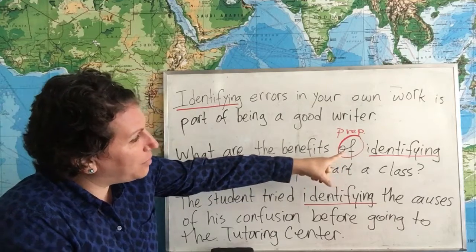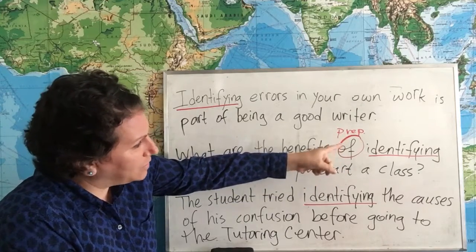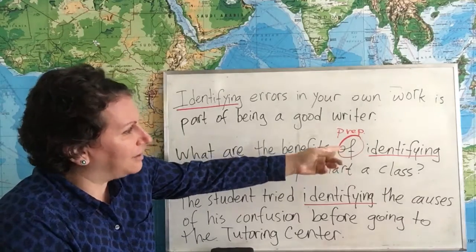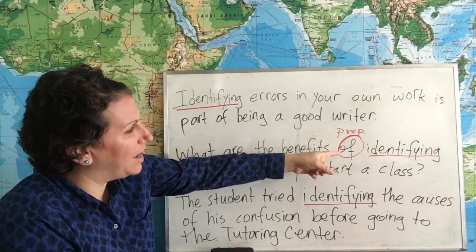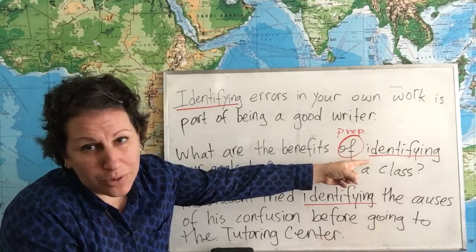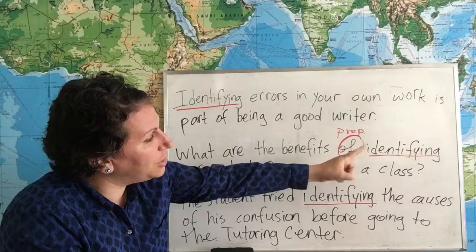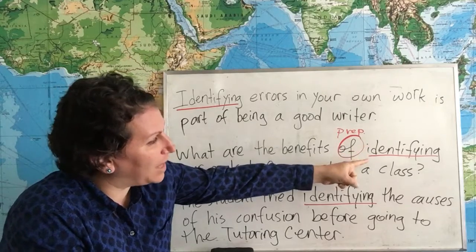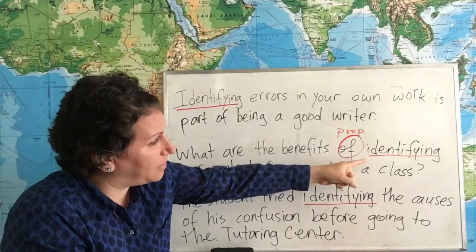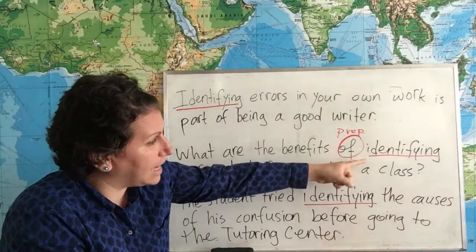Well, we can identify a preposition. It's one of those little words, of, in, for, on, by. You should memorize, you should know what a preposition is. What's going to come after it? It could be a noun, but if you're going to use a verb like identify, you have to change it into the gerund form, and the way you do it is by adding ing.